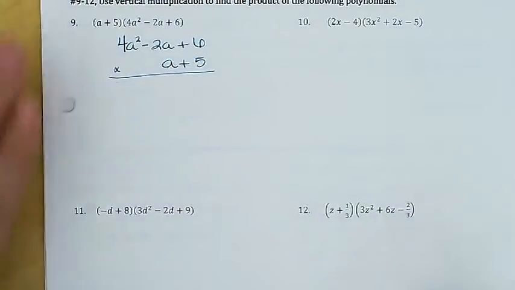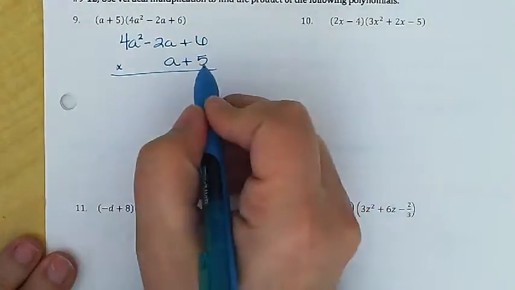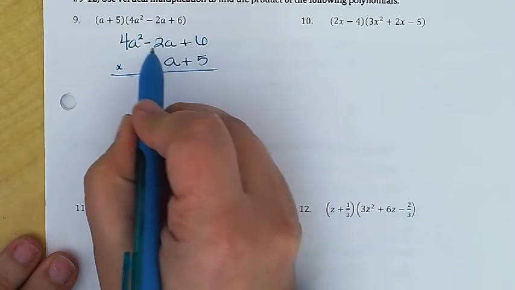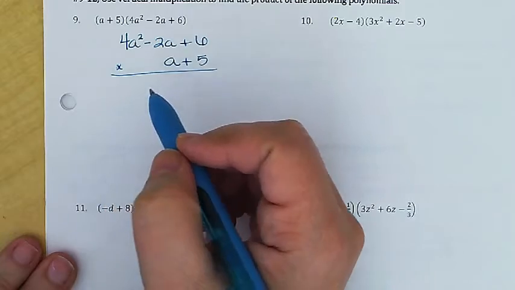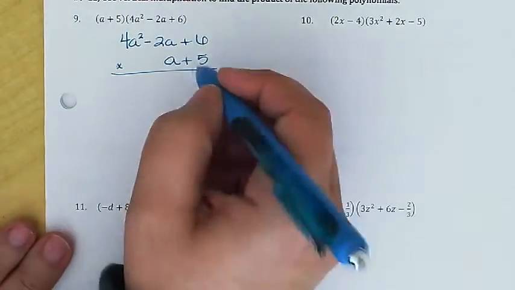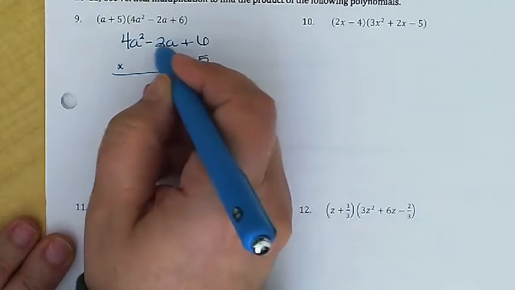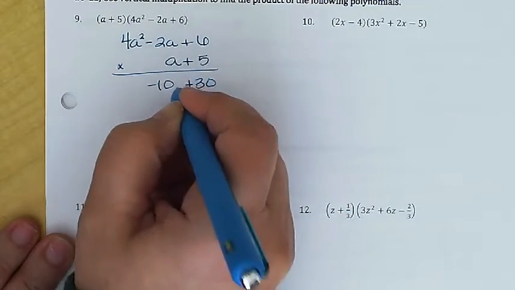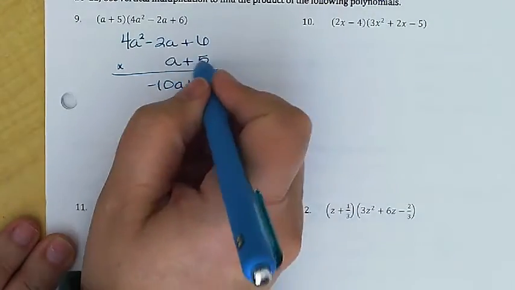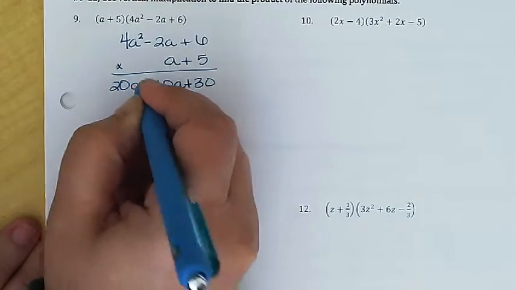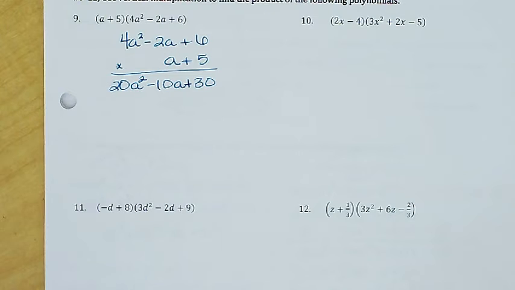So there's my multiplying. Okay, and just like you did, I would start with the 5, and I would give 5 the opportunity to be multiplied with every single one of these, just like you did with regular numbers in elementary school. So 5 times 6 is 30, and it's a positive 30. 5 times negative 2a is a negative 10a. And 5 times 4a squared is a positive 20a squared. Okay, so when I multiplied all that by 5, I get 20a squared, negative 10a, and a positive 30.